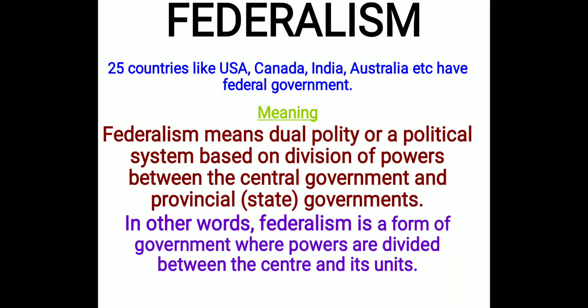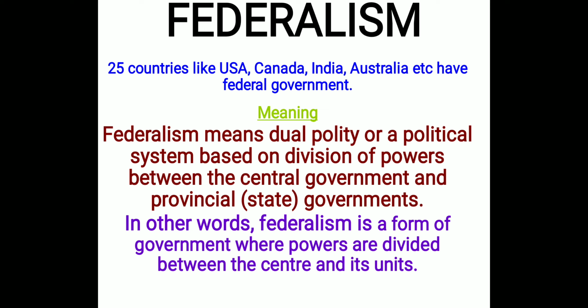Hello everyone. I am going to discuss an important topic of political science, that is federalism. Federalism is a form of government which is found in 25 countries at present, like USA, Canada, India, Australia, Belgium, etc.